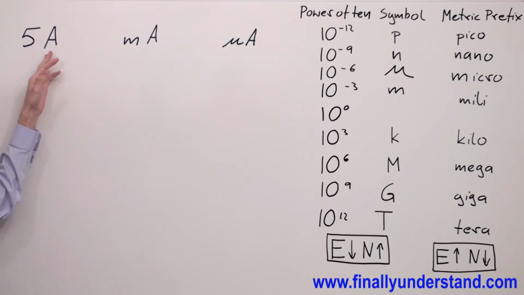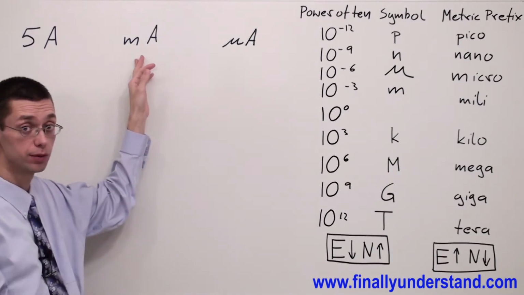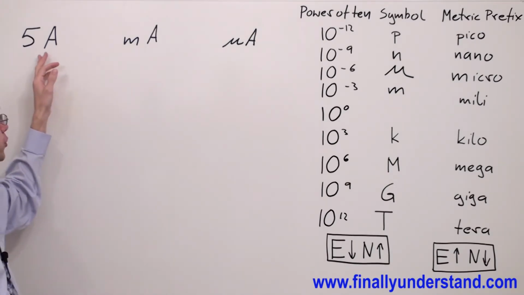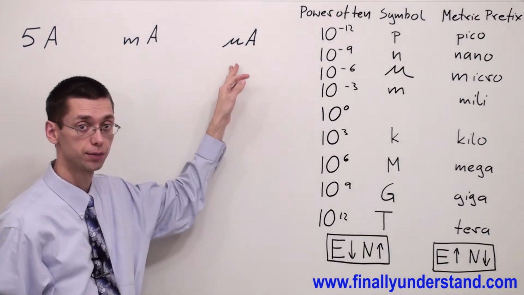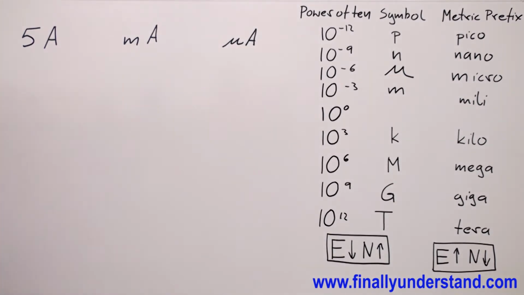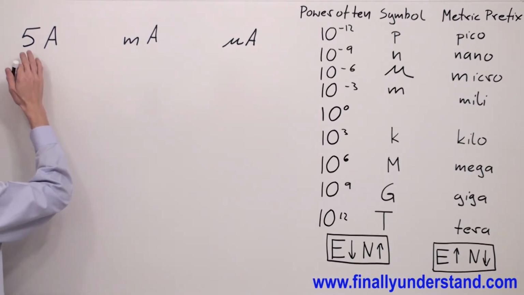Let's take a look at this example. This time we're supposed to convert 5 amps to milliamps and 5 amps to microamps. So how are we supposed to solve this problem? I always write first everything that is given.